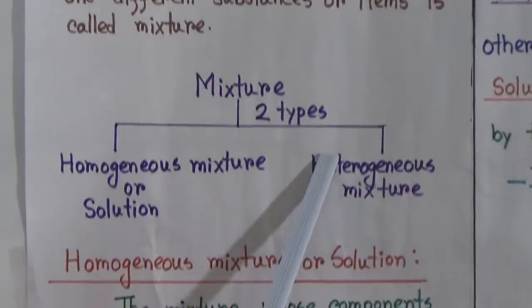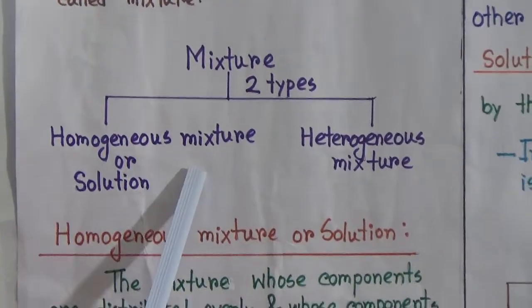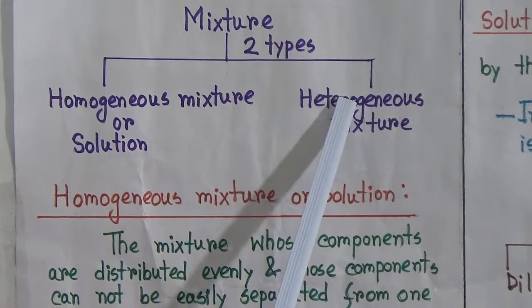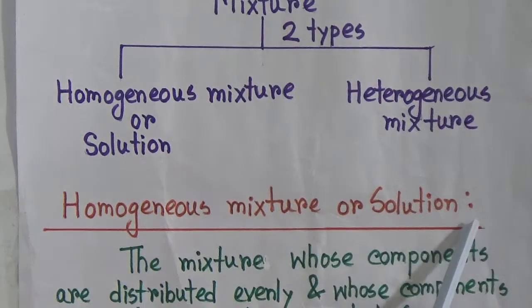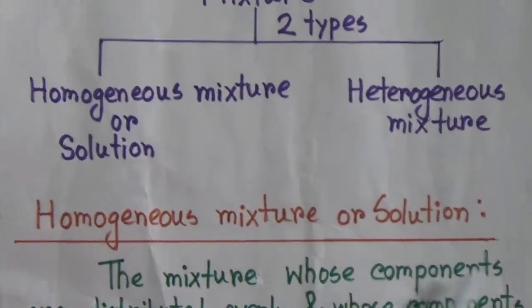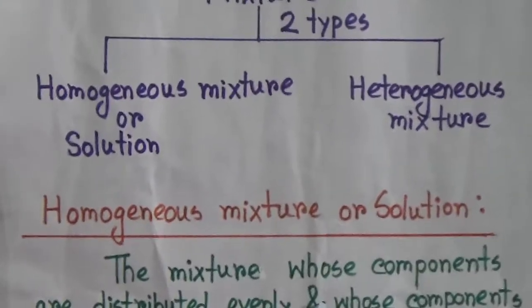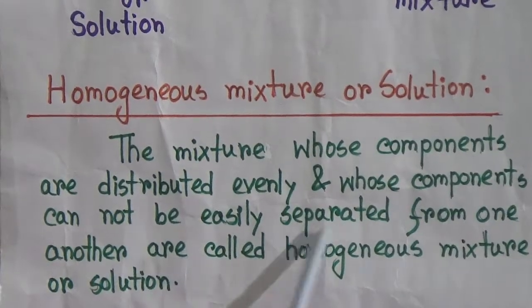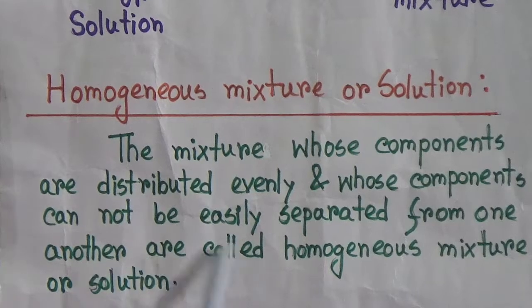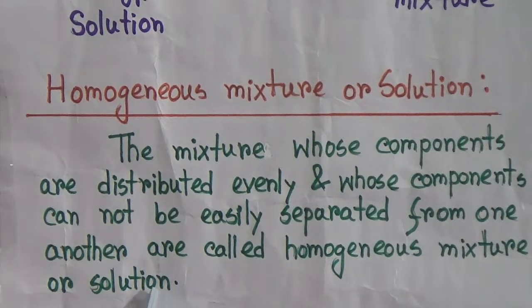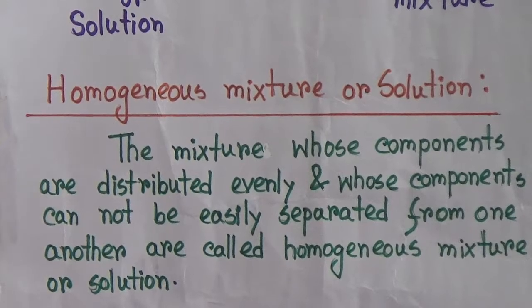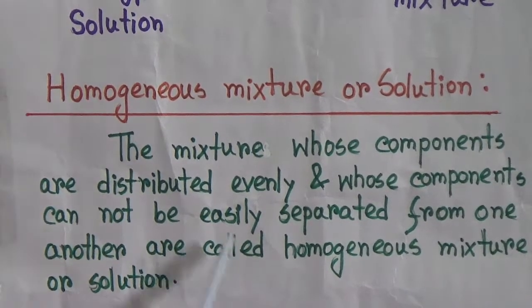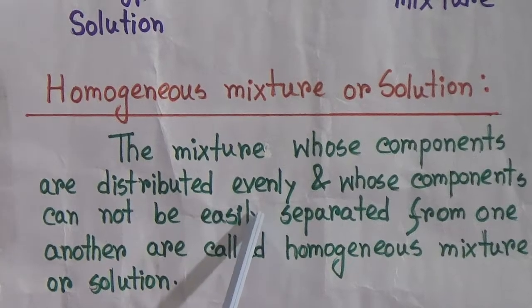Mixture is normally of two types. First one, homogeneous mixture or solution, and next one is heterogeneous mixture. Now, homogeneous mixture or solution. The mixture whose components are distributed evenly and whose components cannot be easily separated from one another is called homogeneous mixture or solution. If we mix water and salt, then we can't separate water or salt from each other. This kind of mixture is known as homogeneous mixture or solution.